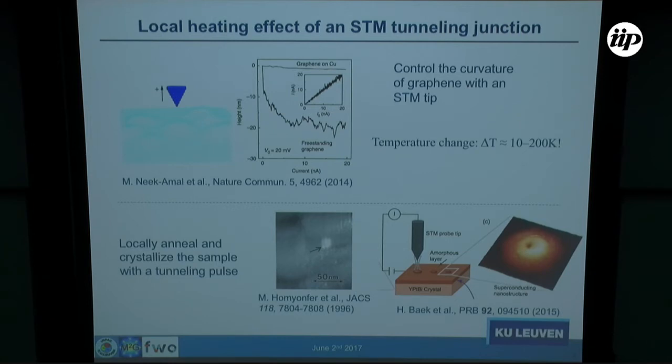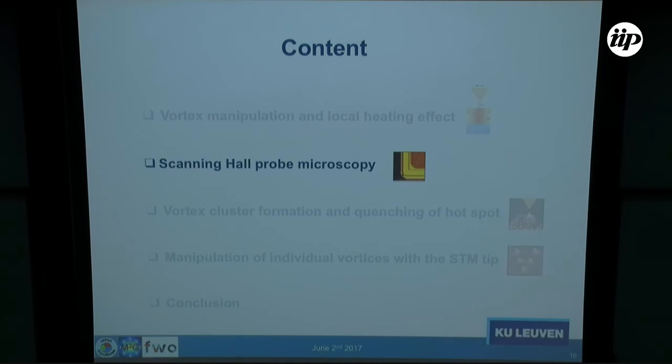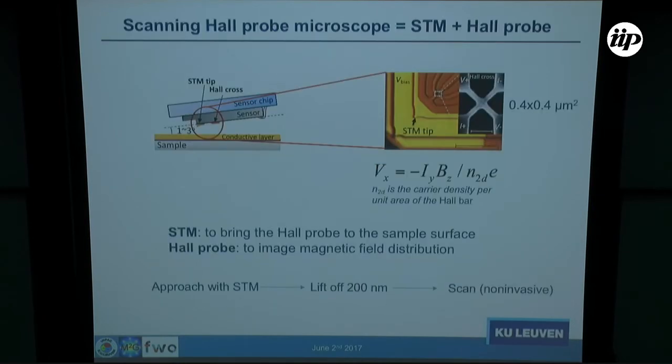So now let's see what we can do with this local heater in vortex systems. The technique we used to perform the research is called scanning Hall probe microscopy, which combines an STM and a submicron-sized Hall cross. The technique was designed based on the Hall effect. By measuring the Hall voltage of this Hall cross, we can estimate the external field through this Hall cross.